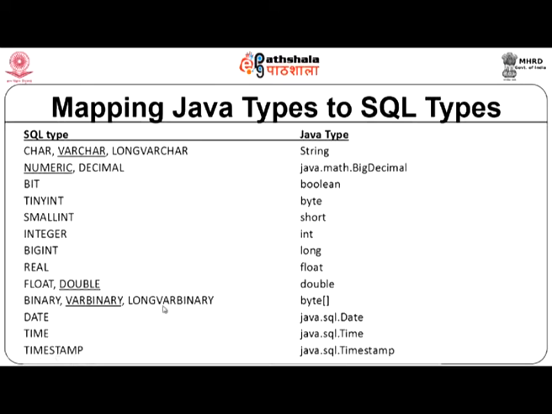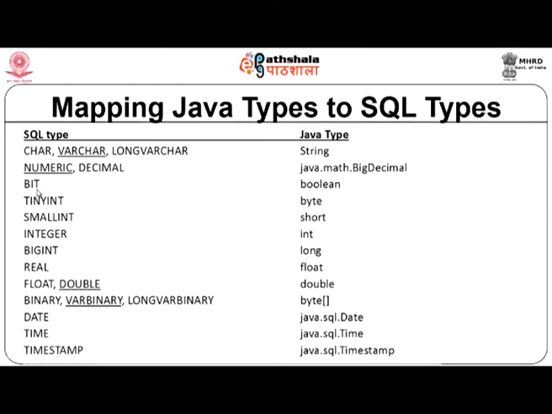Now, to work with the database, we need to know how to map the Java types to the SQL types. In SQL, when you create the table, you give the data type for the different fields within the table. You would have given varchar, or character, or numeric or decimal. So, this SQL type is mapped to String in Java, and if you are using numeric or decimal, this is mapped to BigDecimal in Java.